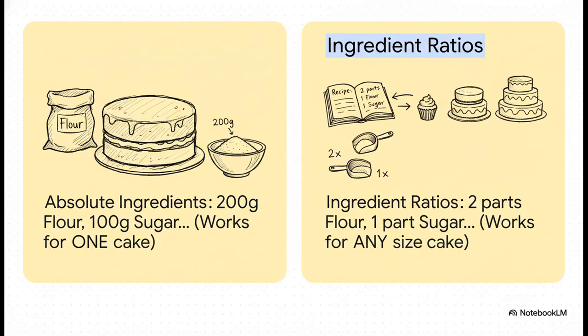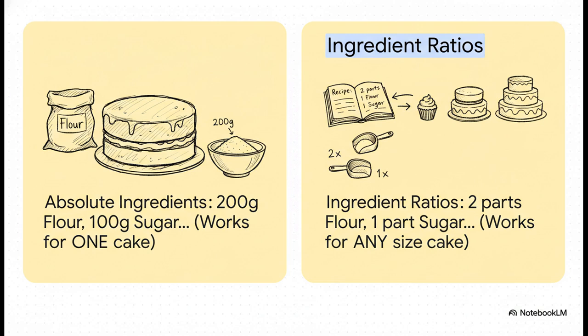Think about a recipe for a cake. You could write down the exact grams, 200 grams of flour, 100 grams of sugar. But that recipe only works for one specific cake size. A much more powerful, much smarter recipe uses ratios, 2 parts flour to 1 part sugar. And suddenly, that relationship, that ratio, is universal. It lets you scale the recipe for a tiny little cupcake or a gigantic wedding cake. Dimensionless numbers do the exact same thing for physics.